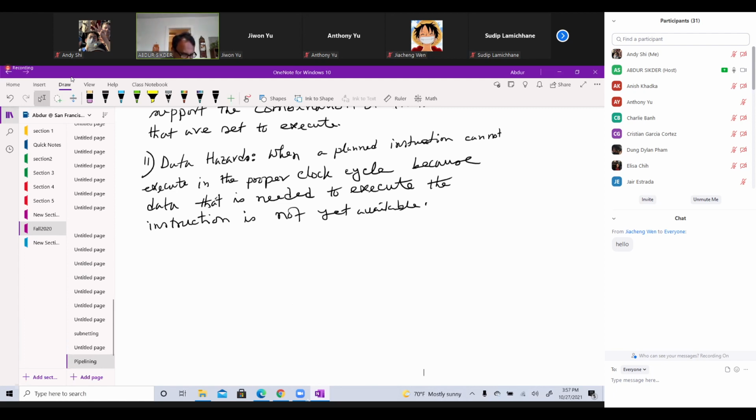Load use data hazard, pipeline stall, bubble, or some other definitions. The third one is the control hazard. So that's 3 things you need to remember. Control hazard. Also, they call it branch hazard.